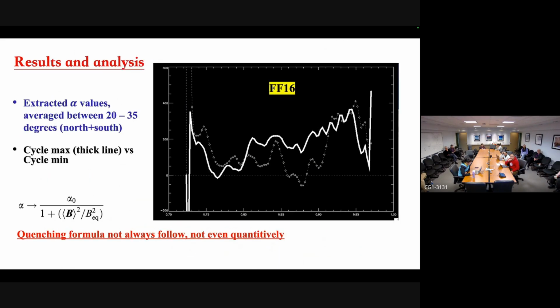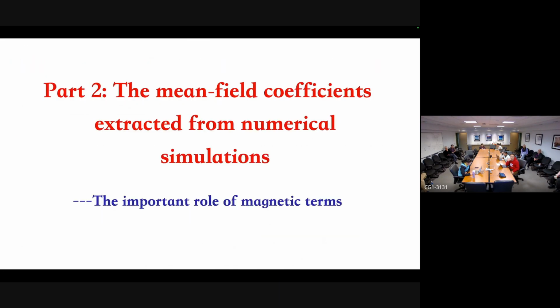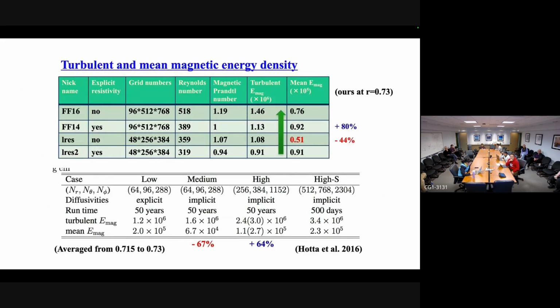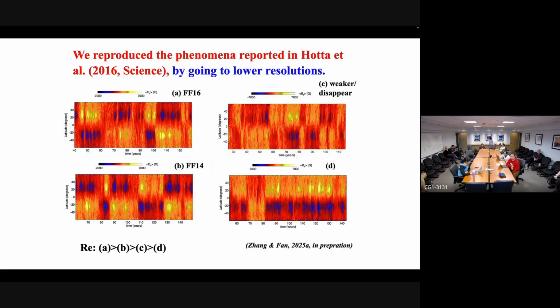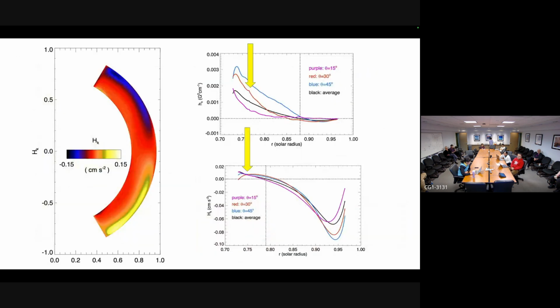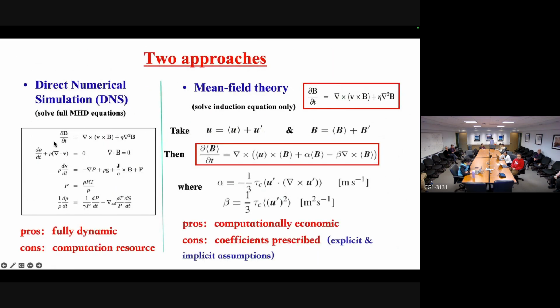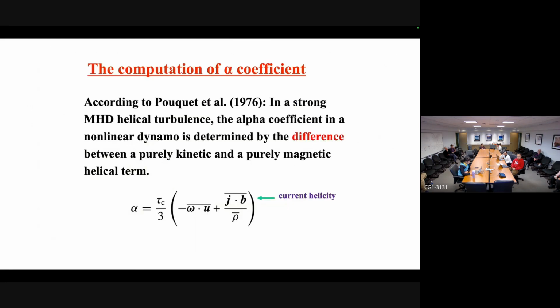Implicit. So basically, let's say Yuhong's 14 paper. When he solved the MHD equations, he included explicit resistivity in the formula. One is the uniform viscosity and magnetic resistivity. And then the other one, the implicit one, is only the numerical.